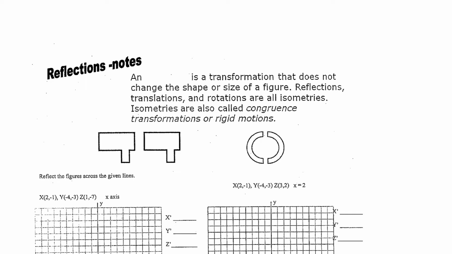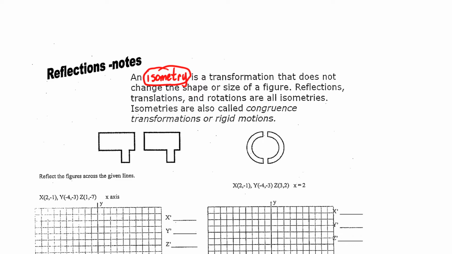In a translation, you just slide it. It doesn't change the shape or size. This is called an isometry. I-S-O-M-E-T-R-Y. This is one of those words that will be on your test for this unit. Isometry is a transformation that does not change the shape or size of a figure.